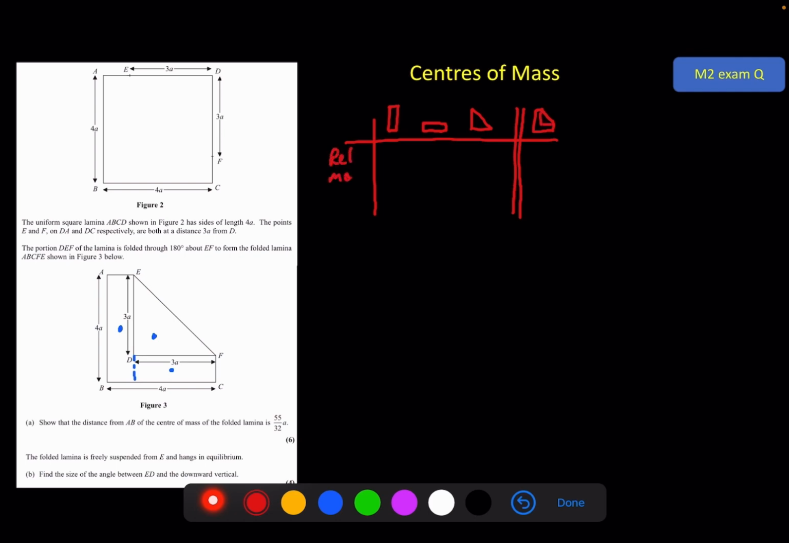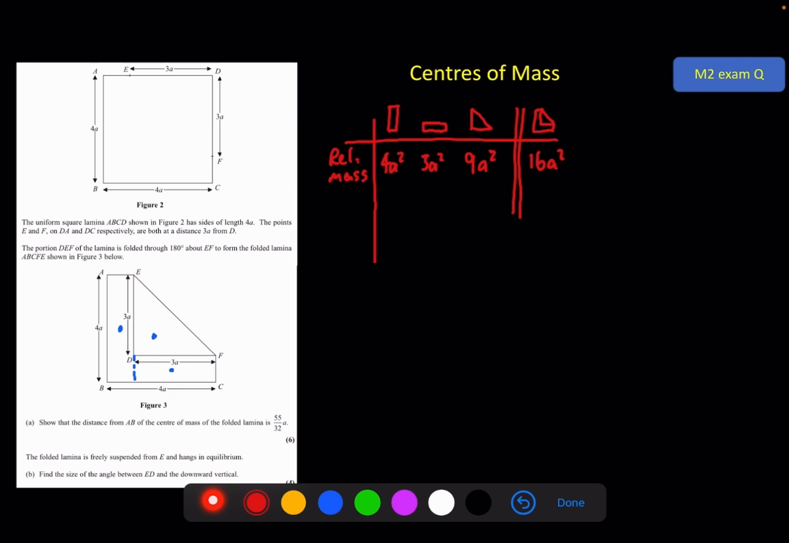Relative mass is 4a squared. For this one is 3a squared. And for the triangle, 3a times 3a is 9a squared divided by 2 because it's a triangle, but then multiplied by 2 because it's got a double layer of the cardboard, is 9a squared total. The mass of the whole thing, as we should expect from the original diagram, is 16a squared.